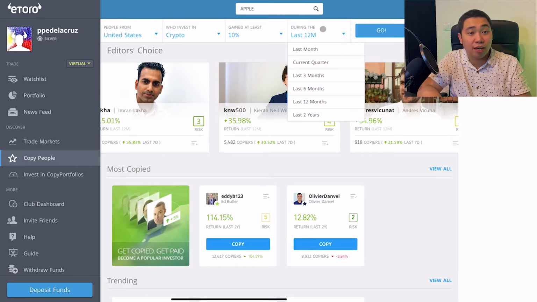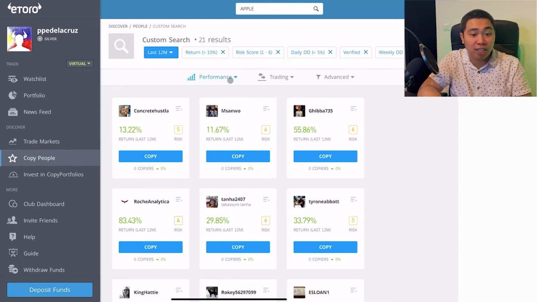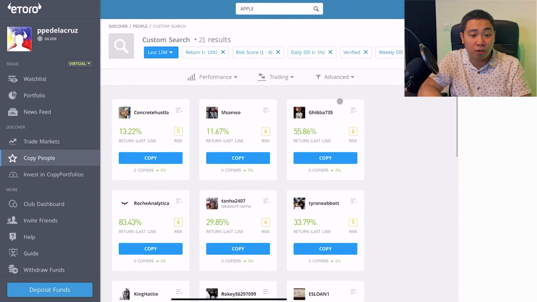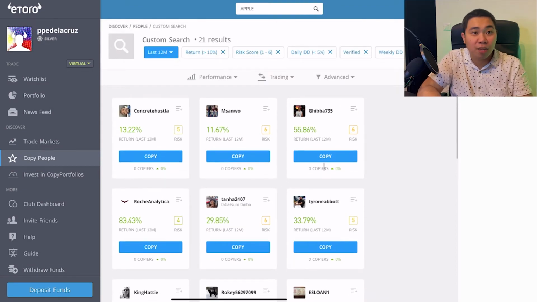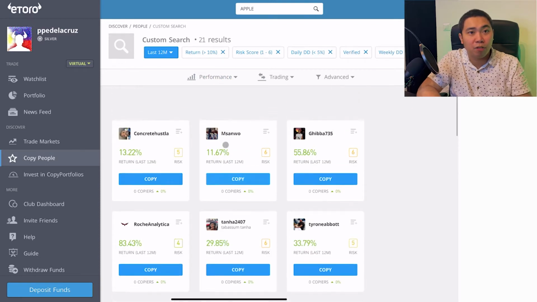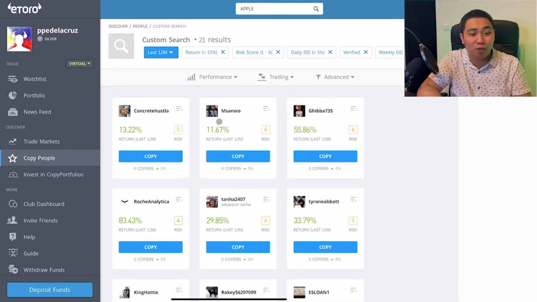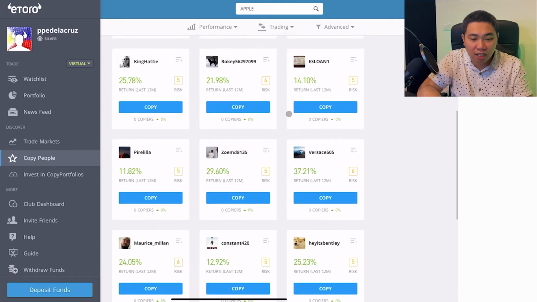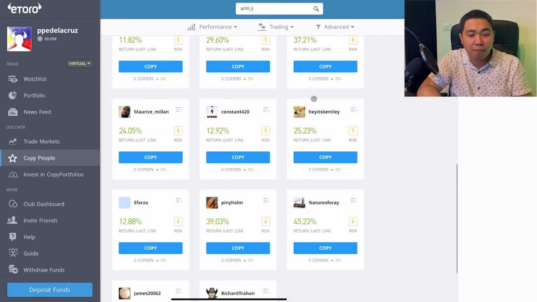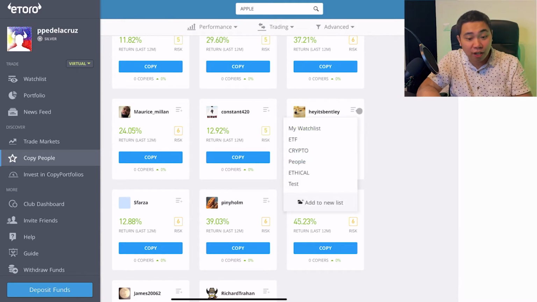All you have to do is select Go, and eToro will already suggest a list of different people that you can copy. Again, from here, you will be able to check certain people, but for now, let's just go back into how you're adding them into a watch list. Let's say, for example, Bentley caught my attention. What I can do is click on this add to watch list icon and put it in the watch list that you currently have.